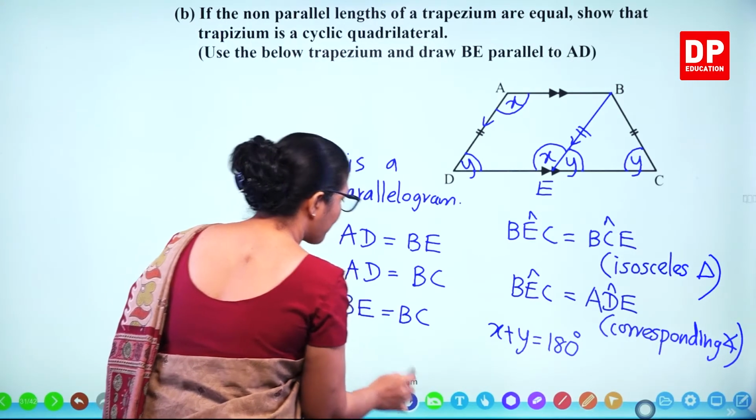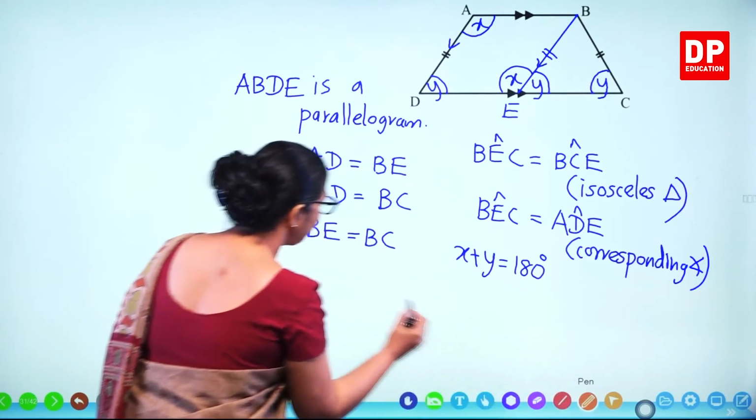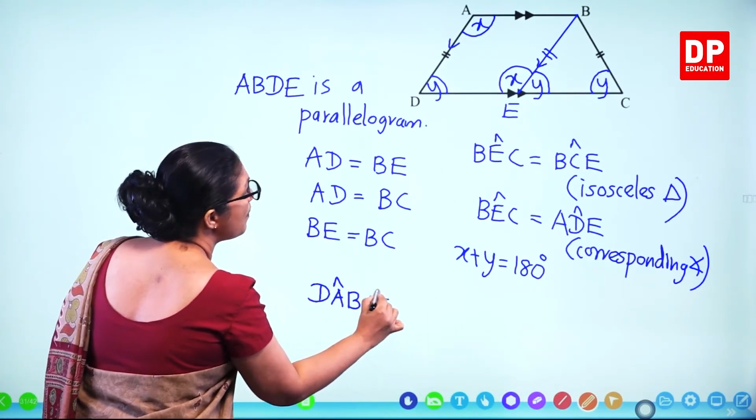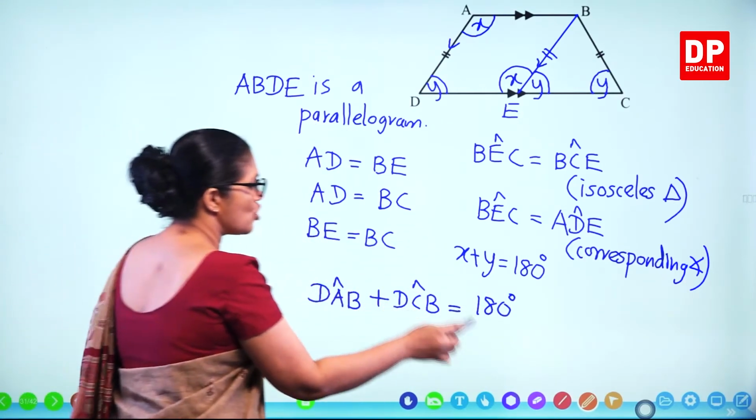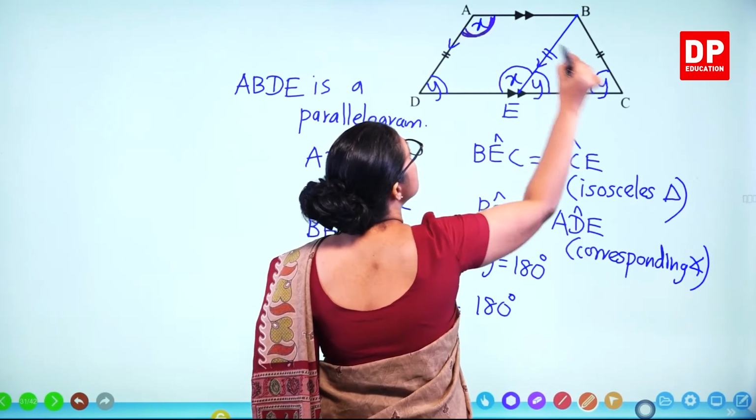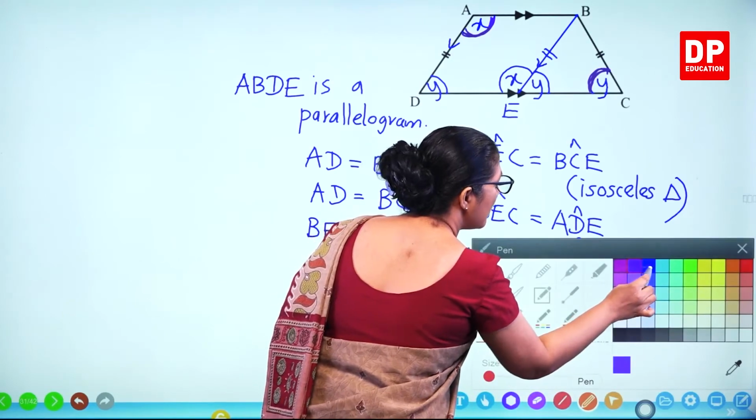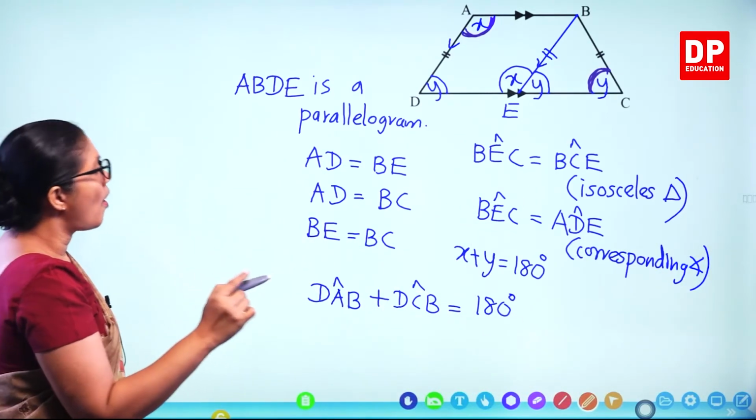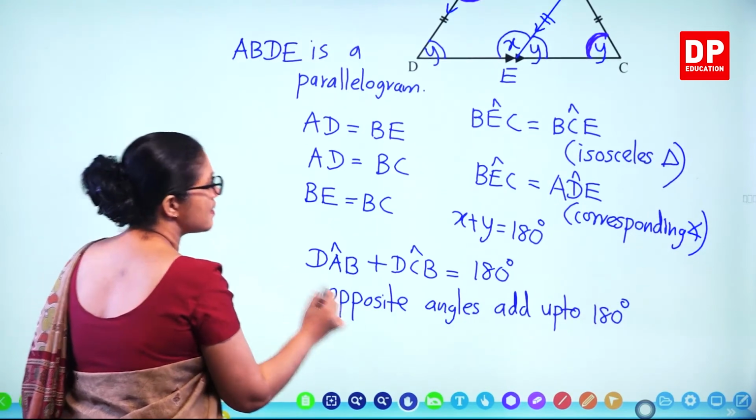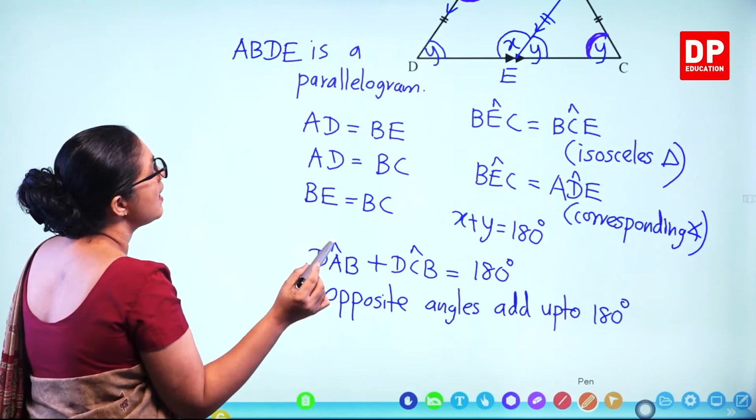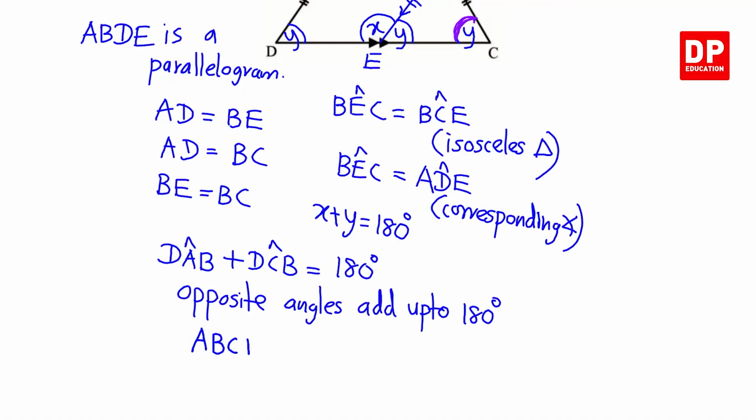So you can say the opposite angles, angle DAB plus angle DCB, now becomes 180 because x plus y. Especially we have to look at these two angles, this and this. That means opposite angles add up to 180 degrees. So we can say it's a cyclic quadrilateral then. ABCD is a cyclic quadrilateral.